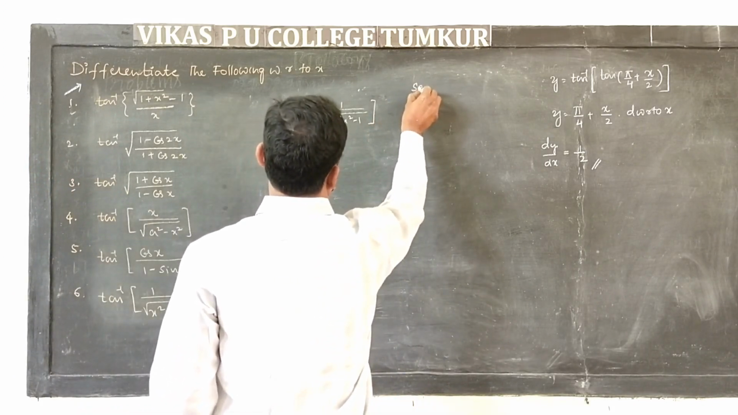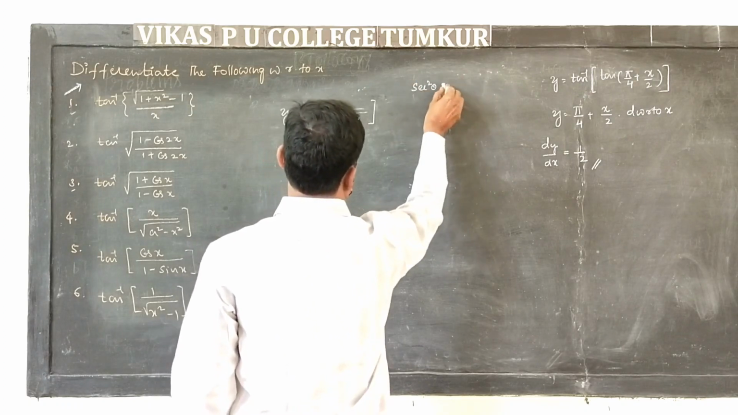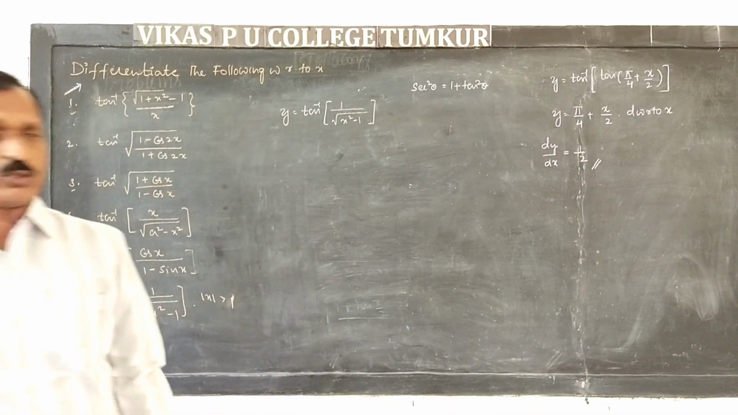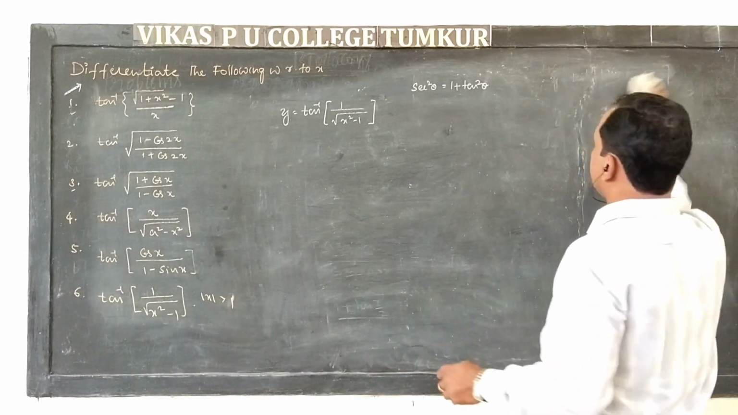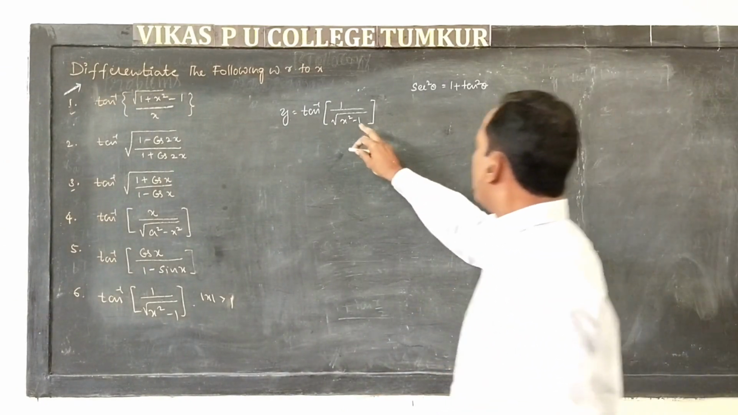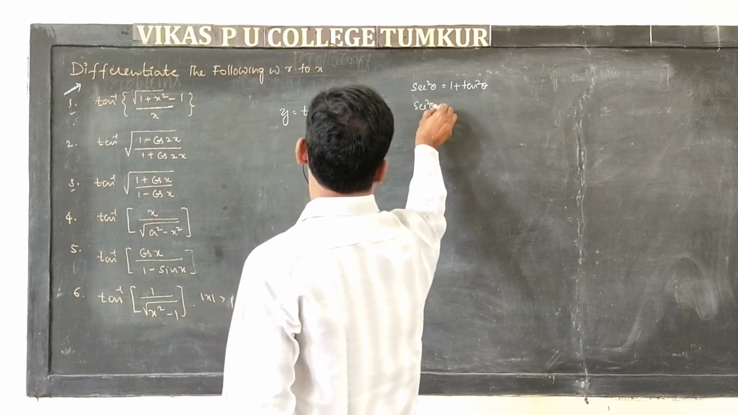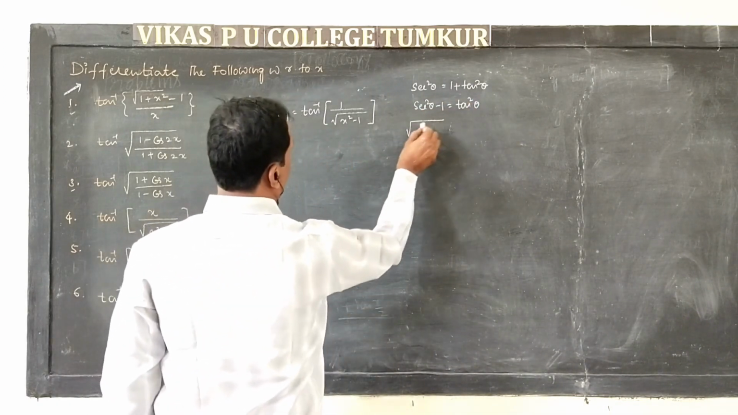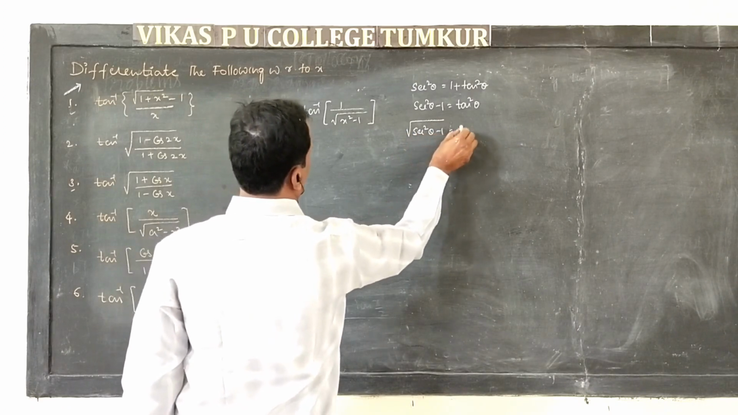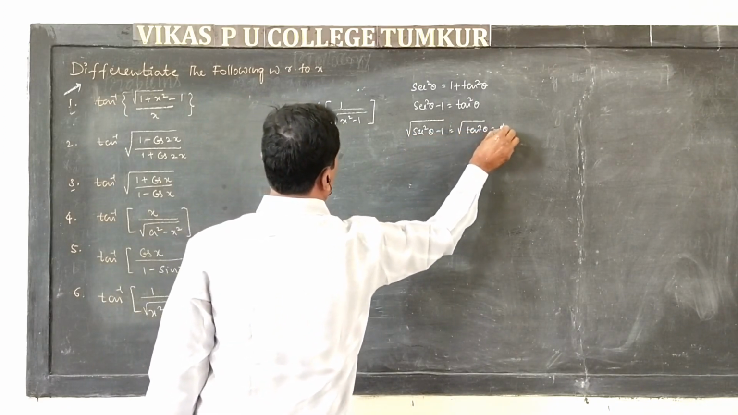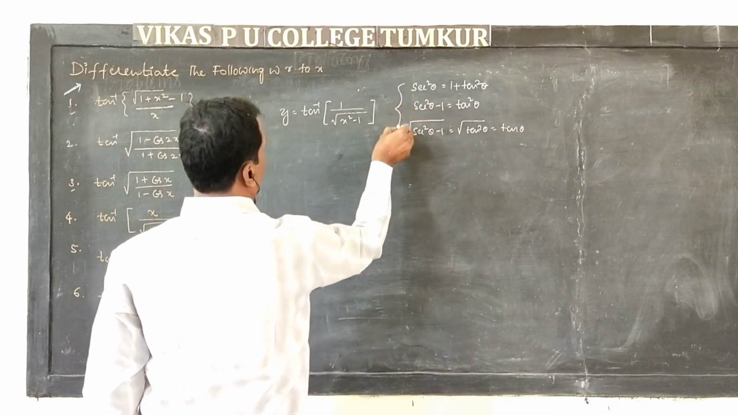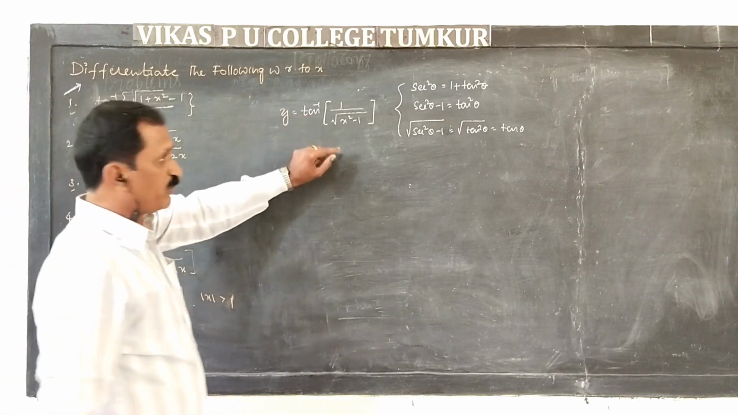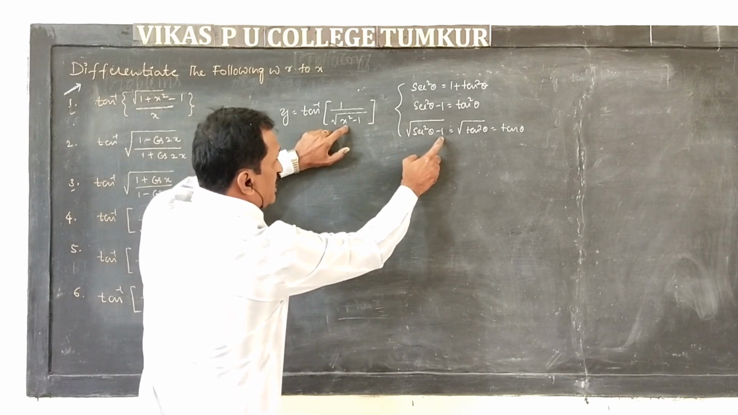We know that secant square theta is equal to 1 plus tan square theta. Correct? So for this problem, substituting needs these ideas. Observe this: I will write secant square theta minus 1 is equal to tan square theta. What will happen to root of secant square theta minus 1? It is equal to root of tan square theta, which is tan theta. Look at this idea. The same idea will be implemented. So root of secant square theta minus 1 is tan theta.